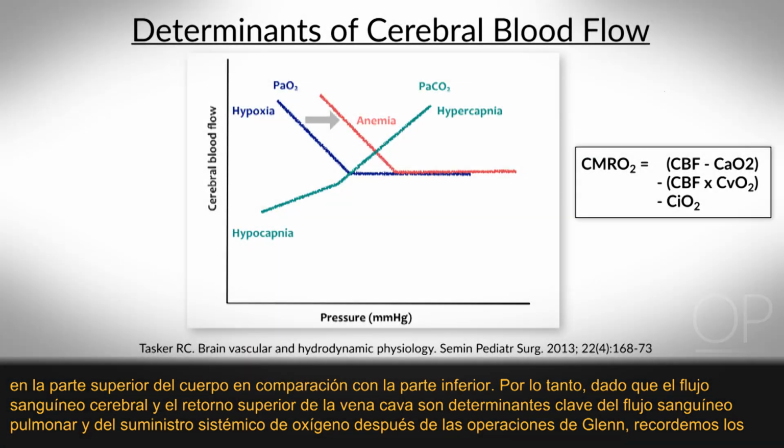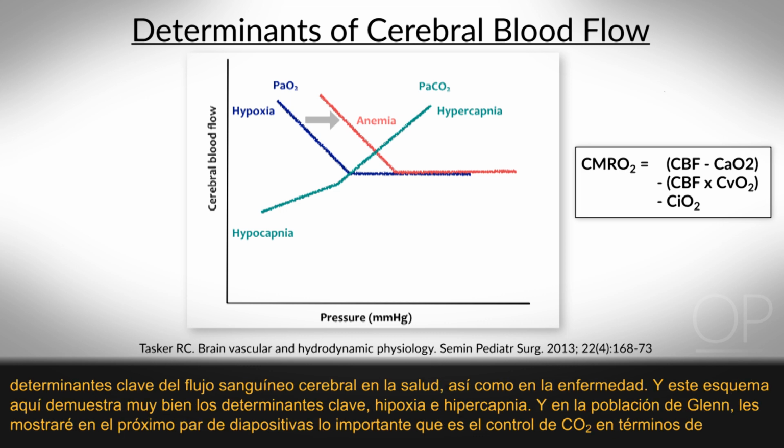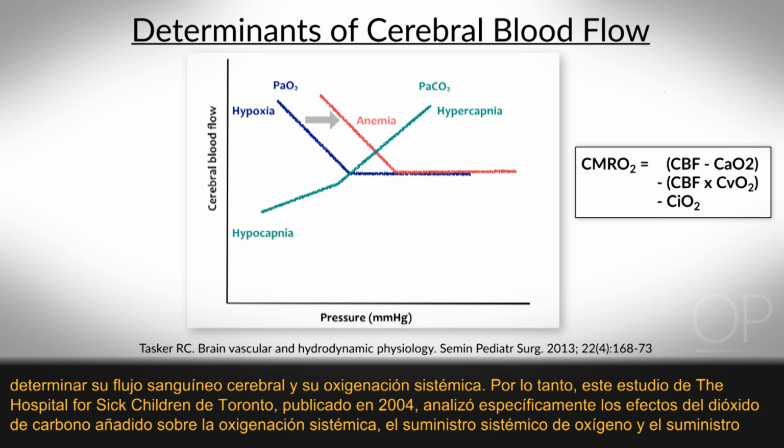So given that cerebral blood flow and SVC return are such key determinants of pulmonary blood flow and systemic oxygen delivery after Glenn operations, let's remind ourselves what the key determinants of cerebral blood flow are in health as well as in disease. This schematic demonstrates quite nicely the key determinants. So hypoxia and hypercapnia. And in the Glenn population, I'll show you in the next couple of slides how important CO2 control is in determining their cerebral blood flow and systemic oxygenation.